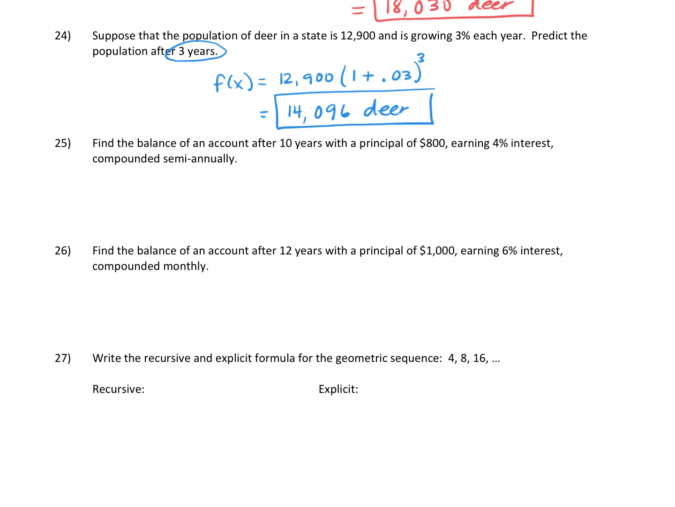All right, number 25. Find the balance of an account after 10 years with a principal of $800, earning 4% interest, compounding semi-annually. All right, so compounded is a key word. This is a finance problem. This has its own formula, and it has the formula that has the n's in it. So this formula is A equals P times 1 plus R over N, close your parentheses, raised to the NT power. A is going to be the total amount after so many years.